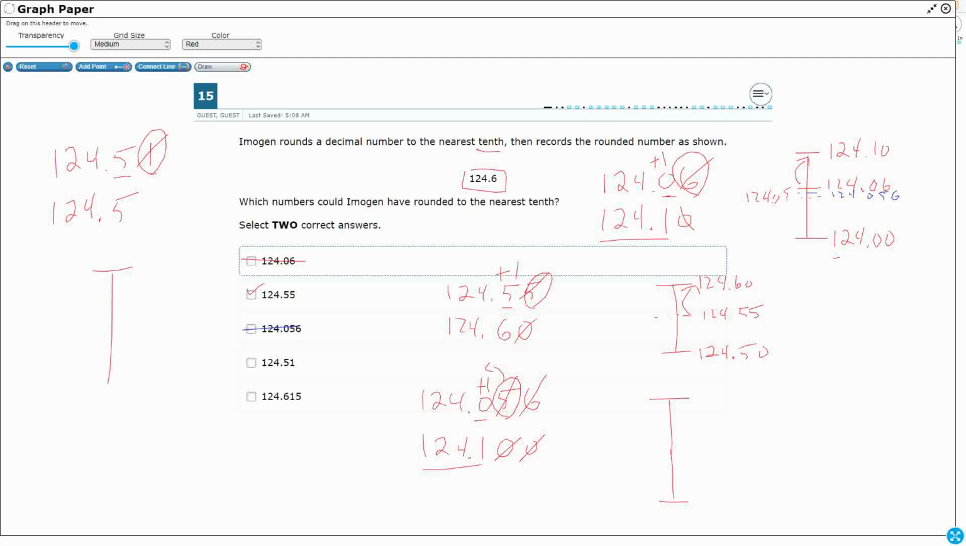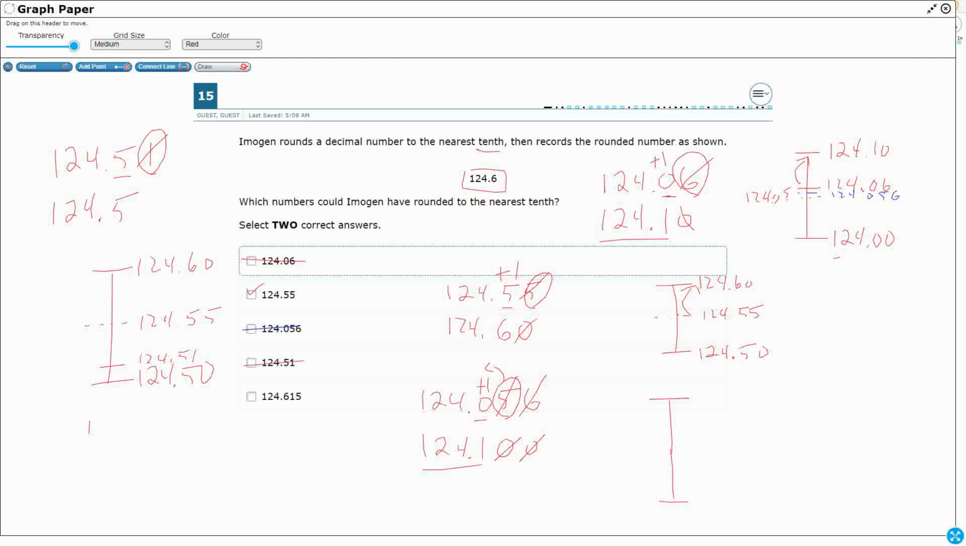So if we're looking at it in a vertical number line, we've got 124.50 and 124.60, which is what we're trying to get to. Our midpoint is 124.55, and that 5.1 is really close to the 5.0, so that's not going to help us.